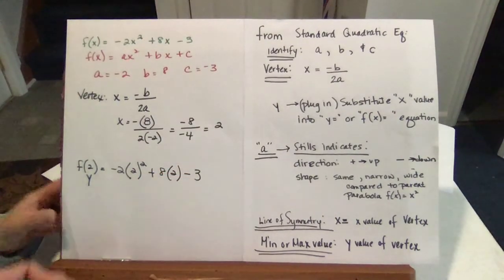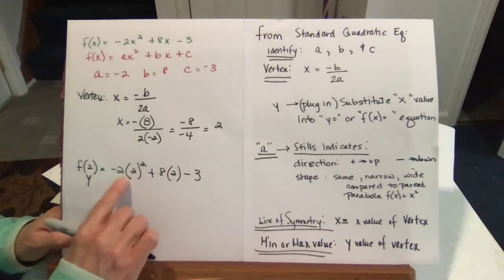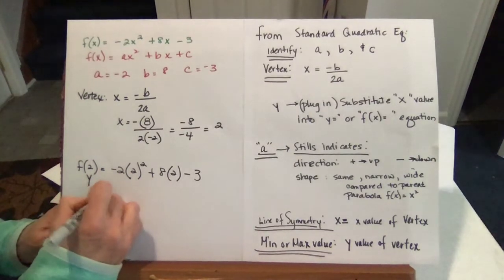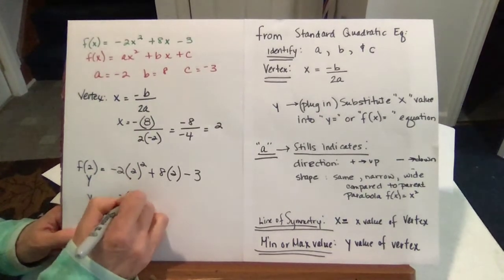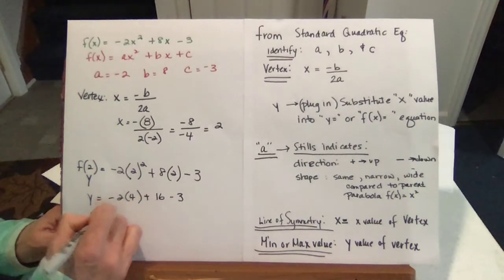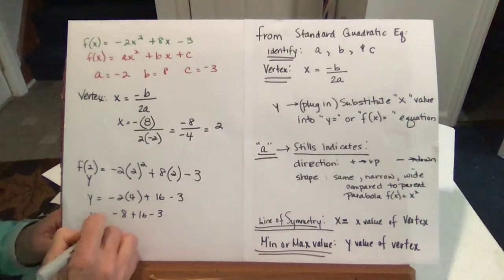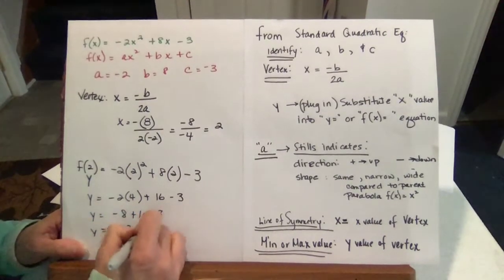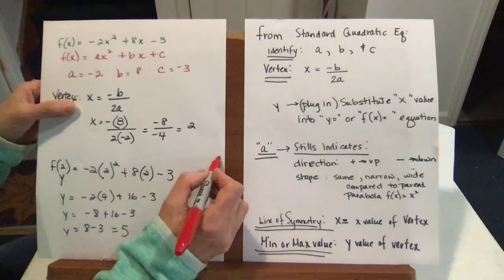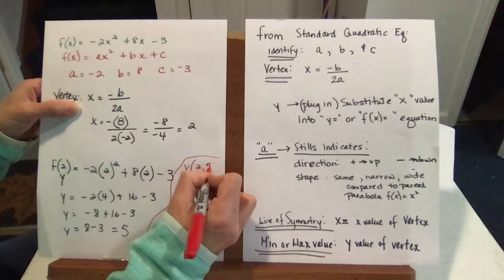All right, now at this point, you can take a calculator and type it in exactly as you have it, including the parentheses, which is why it's important to do the parentheses. But if not, you can say y equals, this is going to be -2 times 4. This is going to be multiplied 16 minus 3. This is going to be -8 plus 16 minus 3. This is going to come out to be +8 minus 3, so it's going to be 5. So our vertex, we'll use this space over here. Our vertex is going to be 2, 5.